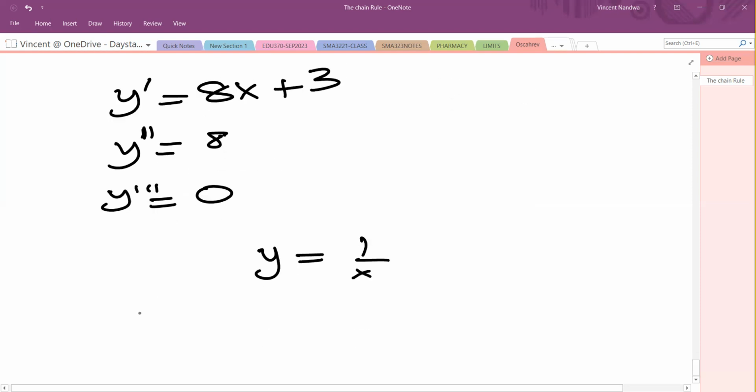Lastly, y is 1 over x. So I want you to find y prime, y double prime, and y triple prime. So what would be the y prime?